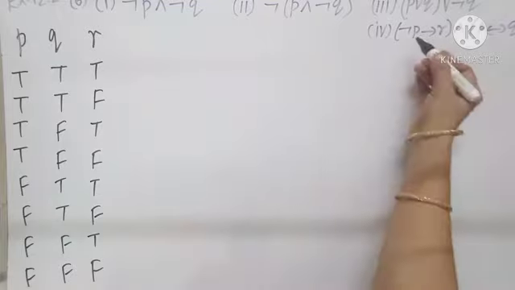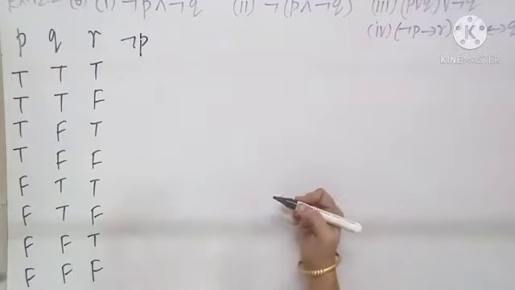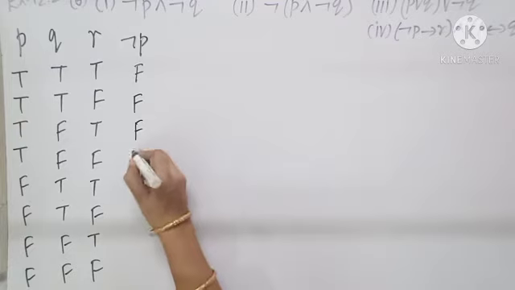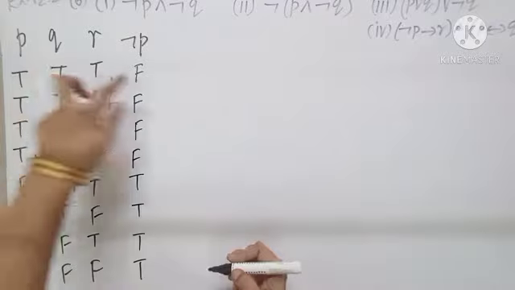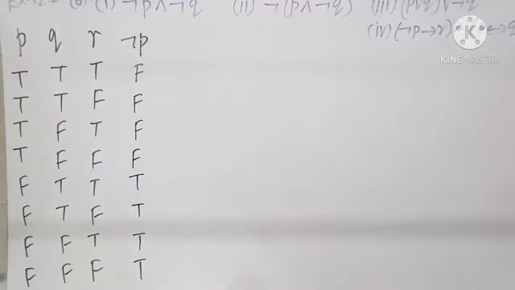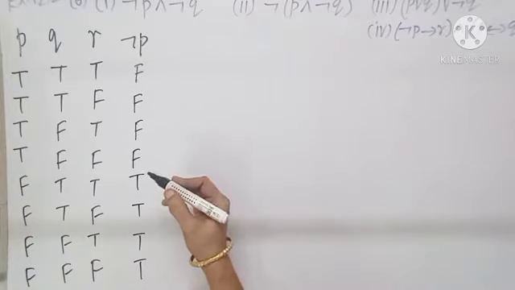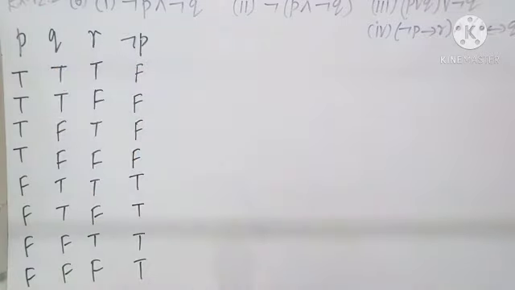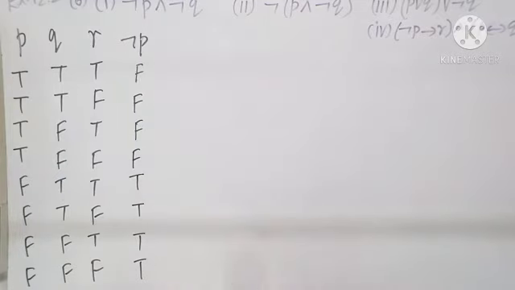Now, I need to find out not P. What is the formula for not P? Wherever T comes, put F. So, 4 F's will come and 4 T's will come. We have just put T as F, F as T. Do not use any stylish way of writing T and F. They must look like T as T and F as F. Let us not write T like F and F like T. So no confusion. It must have clarity.